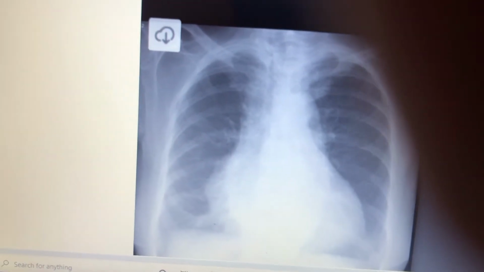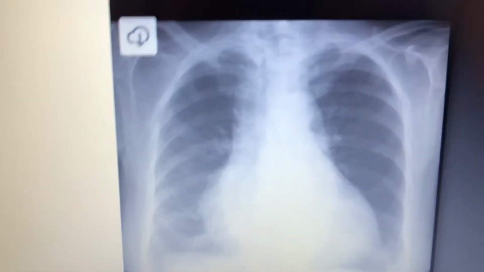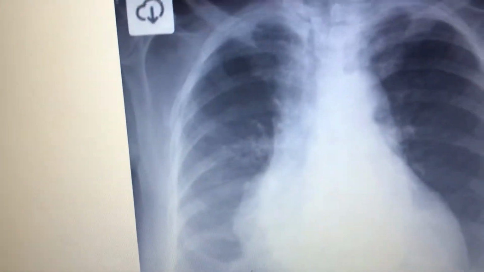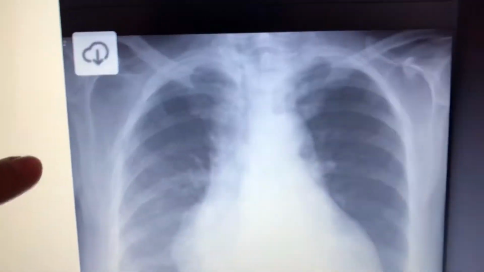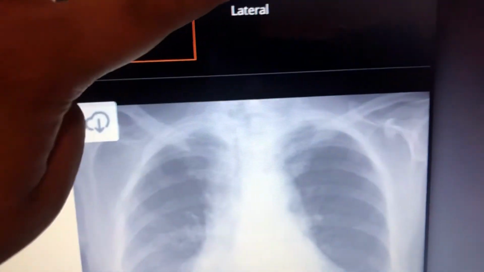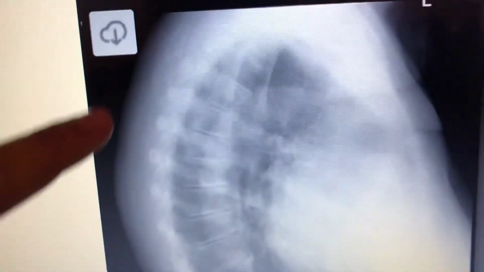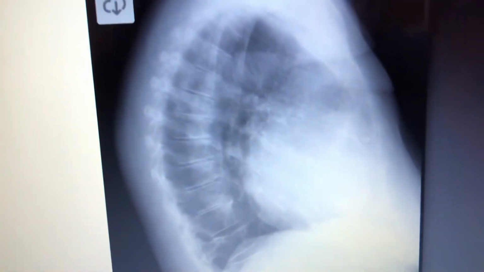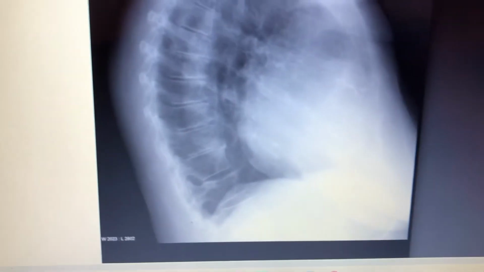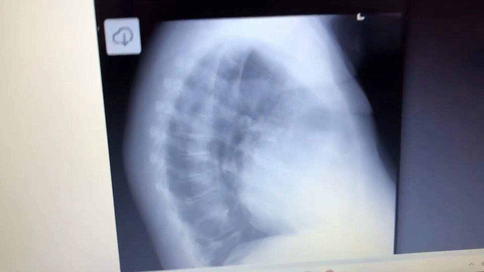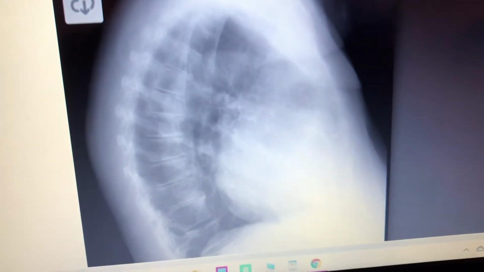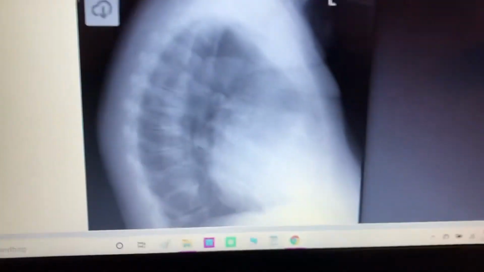Positioning. As you can see, the positioning is good here. The clavicles go down into the apices, and the apices are symmetrical. And then here you can see the ribs are almost perfectly superimposed, as well as the costophrenic angles here. So this is really great positioning. The arms and humerus are out of the way, so you can see that there.